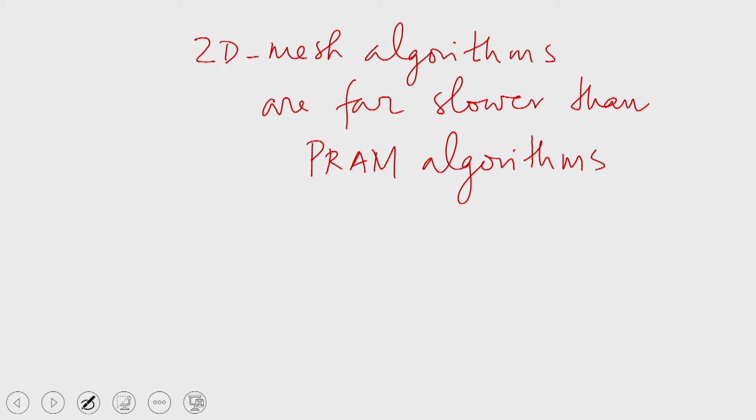We certainly cannot achieve polylogarithmic time bounds on 2-dimensional meshes. Now, let us see a lower bound for sorting on 2-dimensional meshes.